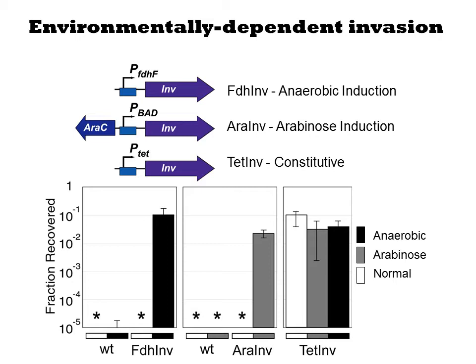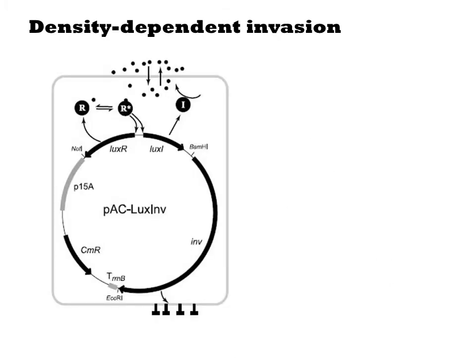Using transcriptional control, it is possible to further narrow the conditions in which the bacteria invade. Here, different promoters are put in front of invasin. Placing invasin under the PBAD ERA-C sensor device results in bacteria that only invade cancer cells in the presence of arabinose. Placing the low oxygen responsive FDHF promoter in front of invasin results in bacteria that only invade cancer cells under low oxygen conditions. More complex sensor devices can also control invasin.